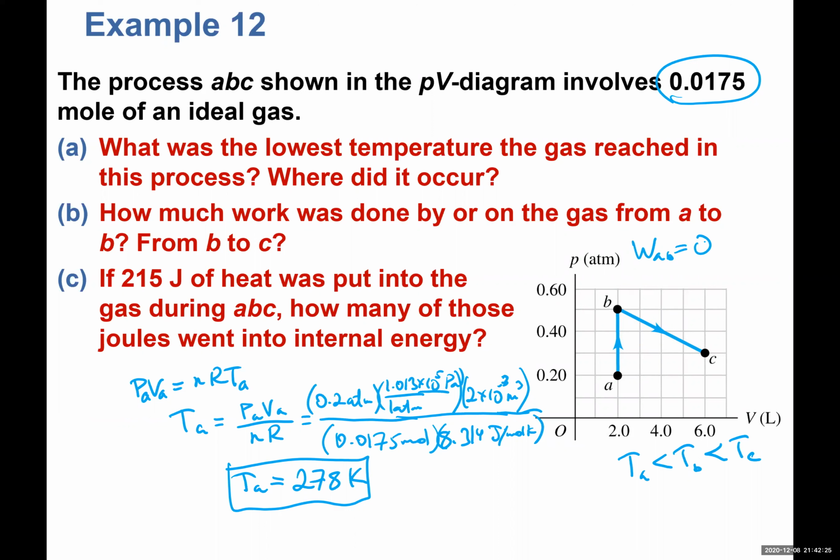Okay, now going from B to C, what type of process is that? Is it adiabatic? No. Is it isochoric? No. Is it isothermal? No. This is none of those 4 processes that we are familiar with. So how do we find the work done? Well, we can find the work done by just looking at the area under the graph. Okay, so we can just find the area under the graph and get the work done from there.